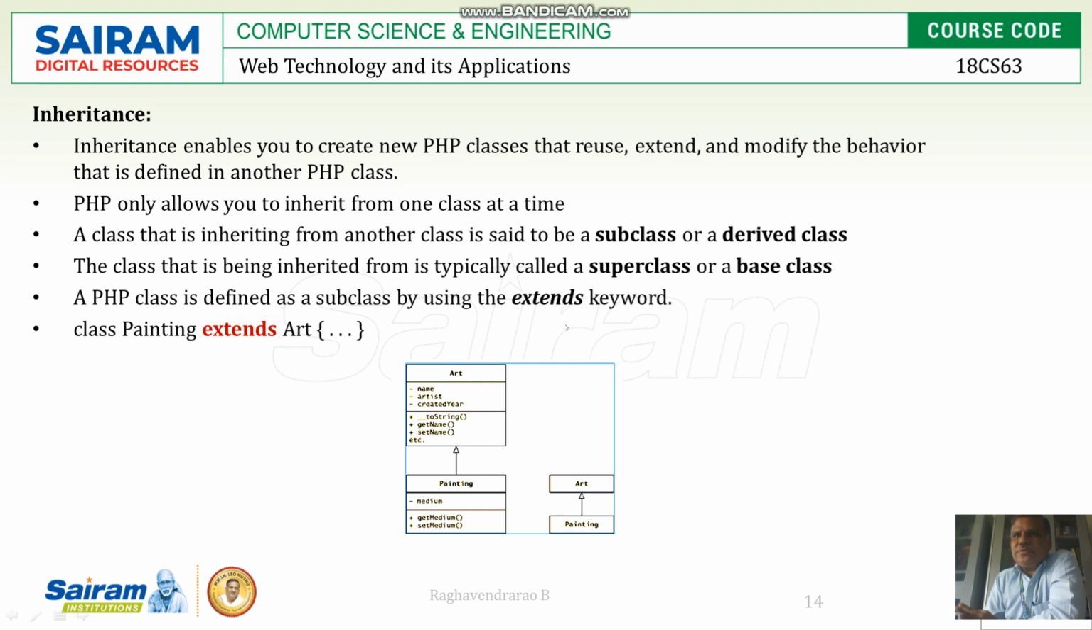Here you are going to use the keyword extends. When you use the keyword extends, the next class will become the derived class. Painting extends art. One class will become the derived class.